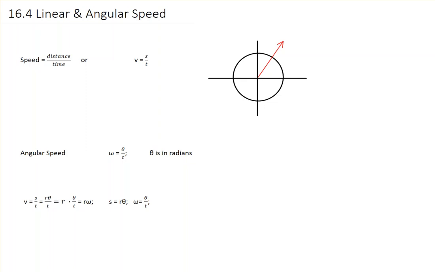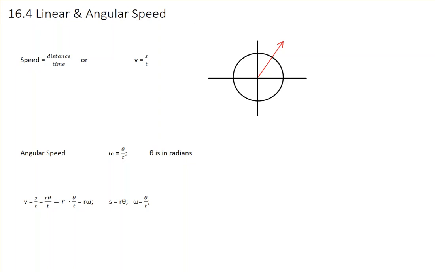So the last section of chapter 16, 16.4, linear and angular speed, has to do with putting things into practice and a lot of just formula uses. But it's also knowing when to use the formulas. So let's go over them real quick.